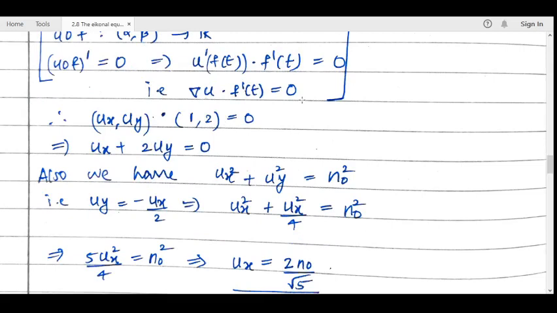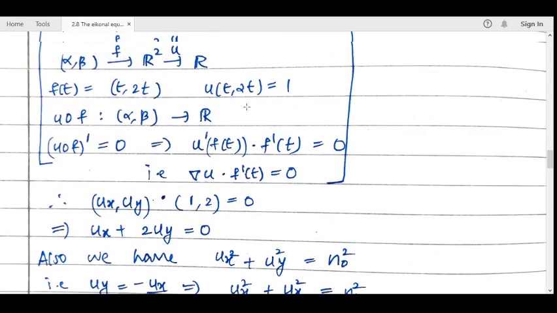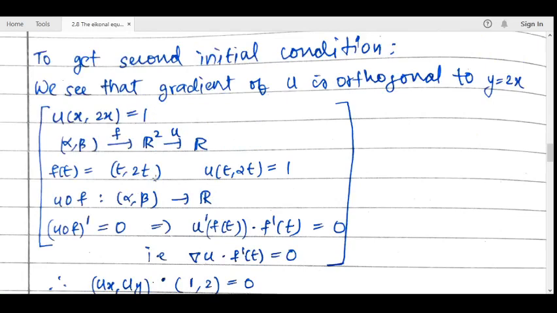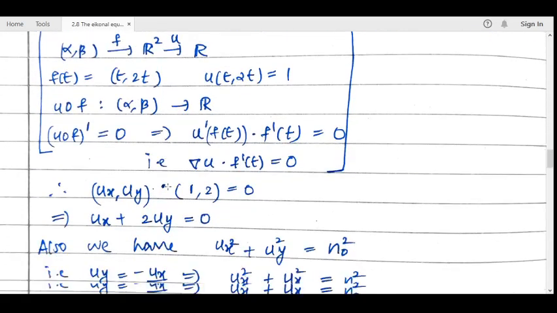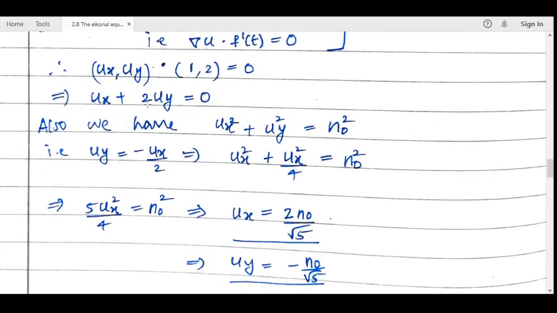Now del u is nothing but ux, uy, and f of t is our t comma 2t. So f dash of t is 1 comma 2. So ux, uy dot 1 comma 2 equal to 0. So we have ux plus 2uy equal to 0. Also we have the equation given in the problem, ux square plus uy square equal to n naught square. So we can solve these two equations and find the values of ux and uy.